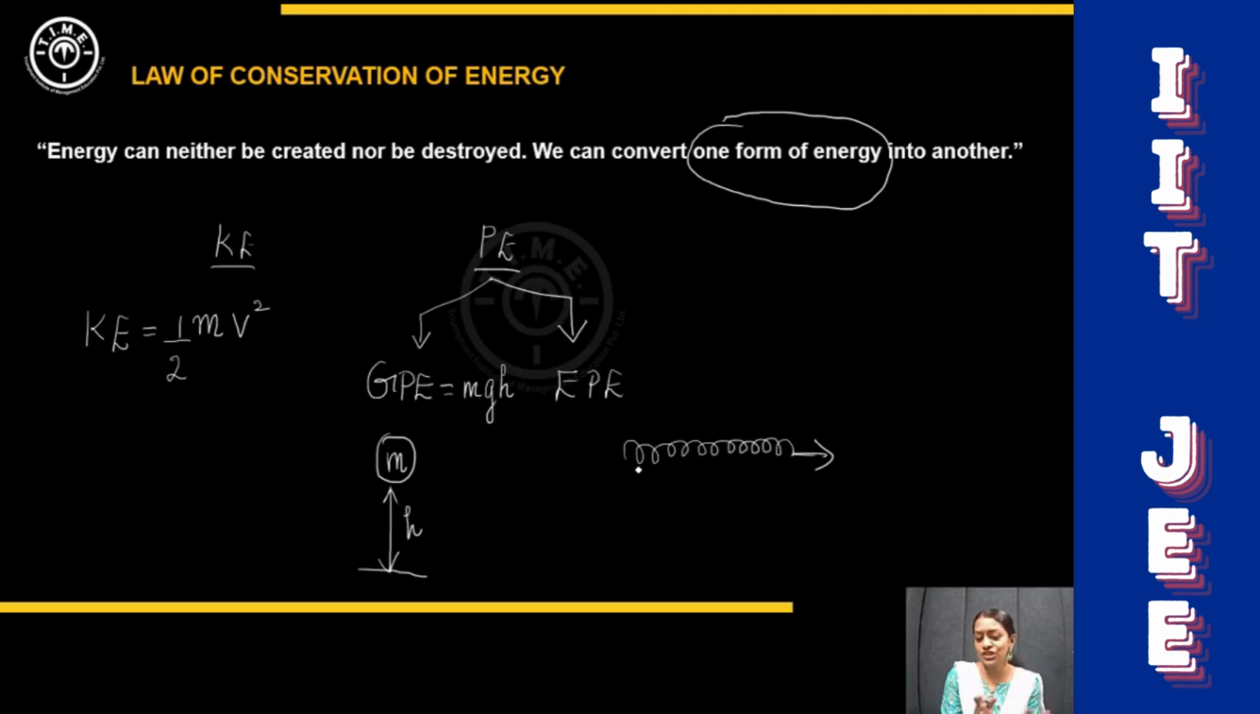So work done in elongating or compressing a spring will be stored in the spring in the form of elastic potential energy. And suppose you are considering that k is the spring constant of the spring and x is the elongation or compression given to the spring, then the expression for elastic potential energy is given by the equation half kx square. For solving the problems related to the concept of energy conservation, you have to keep these equations in mind: expression for kinetic energy, expression for gravitational potential energy and expression for elastic potential energy. Hope the concept is clear.